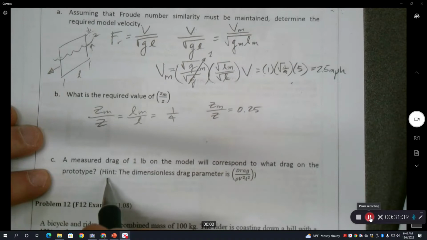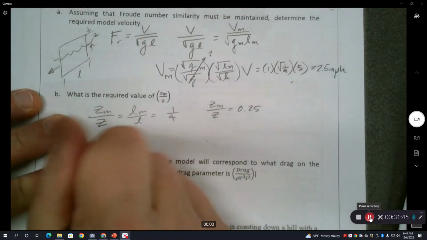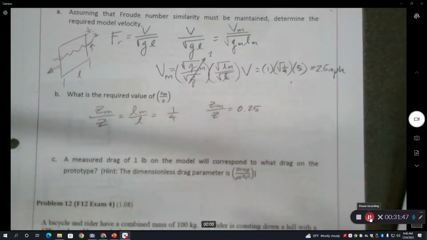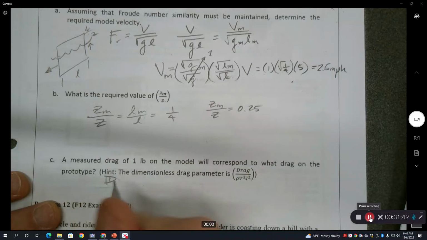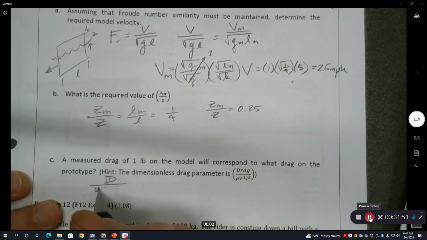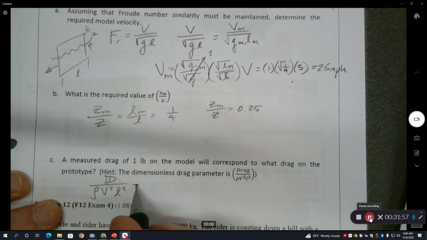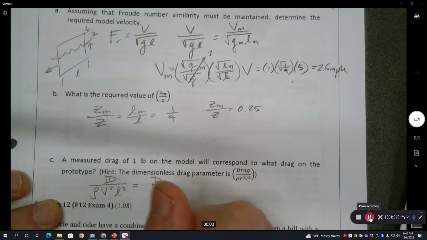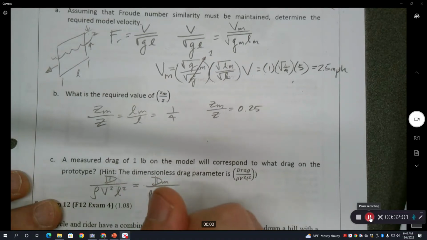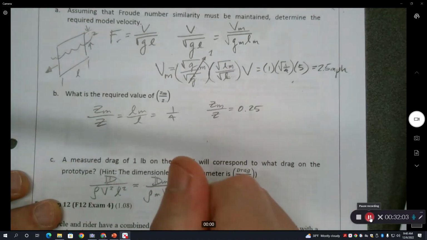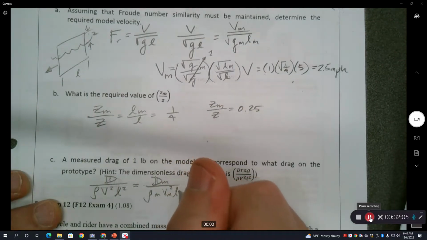We could even just write it out on here. So just go 1 divided by, well, let me write out the equation. I'm sorry, I was lazy. Drag divided by rho v squared L squared, right? Is going to be equal to the model: rho m v squared m L squared m.